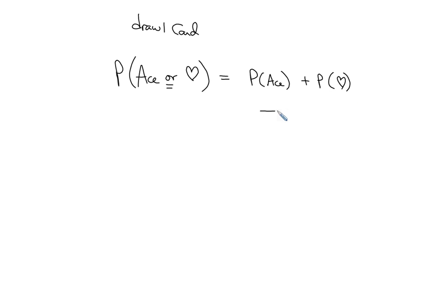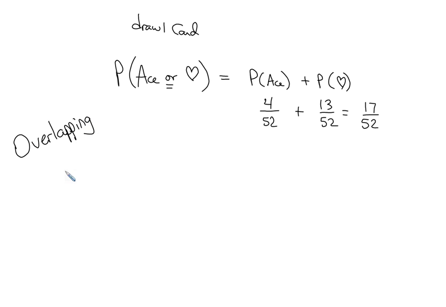How many aces in the deck? There are not 13 aces. 4 out of 52. Right, there's the ace of hearts, the ace of diamonds, the ace of clubs, the ace of spades. Plus, how many hearts in the deck? 13 out of 52, which gives us 17 out of 52. There's a problem though, guys, and that is that these are overlapping events. These are not disjoint.